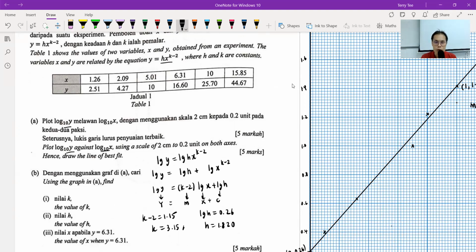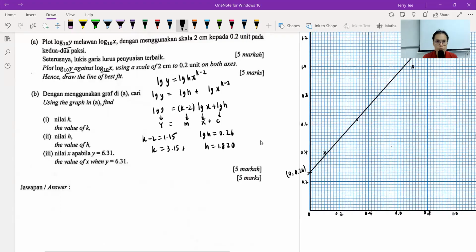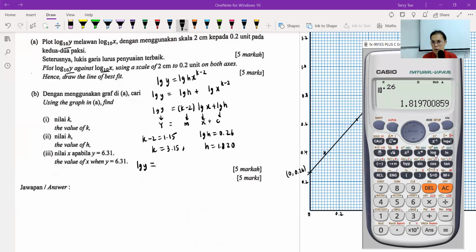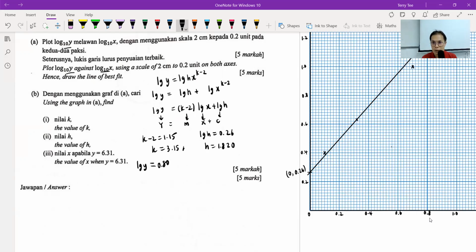Find the value of x when your y is 6.31. Okay, from the graph, we know when your y is 6.31, your lgy will be, let's take log 6.31, you will get 0.8. Okay, I need to read 0.8 from the graph. You can see from the graph here, 0.8 is over here. Move it across, move it down.